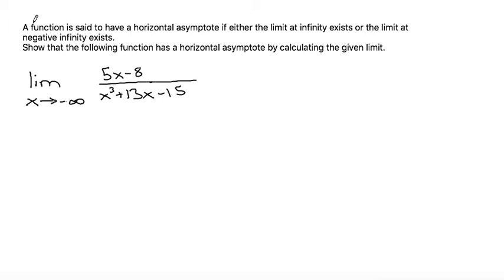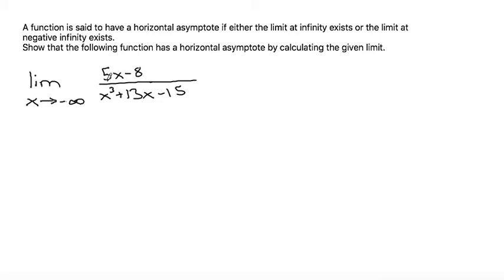So this problem says a function is said to have a horizontal asymptote if either the limit at infinity exists or the limit at negative infinity exists. Show that the following function has a horizontal asymptote by calculating the following limit. So we're trying to find the limit as x approaches negative infinity.